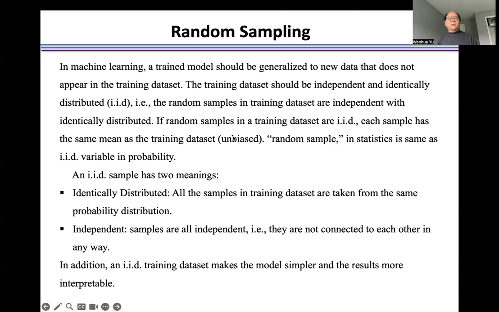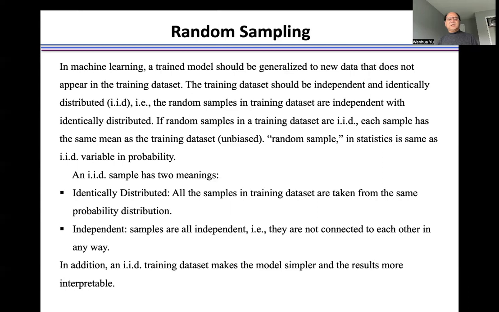An independent and identically distributed sample has two meanings. One is identically distributed, which means all the samples in the dataset are taken from the same probability distribution. That means all the samples have the same probability distribution. Second, the property is independent. Independent means all the samples in the training dataset are not correlated with each other in any way. That means they are independent.